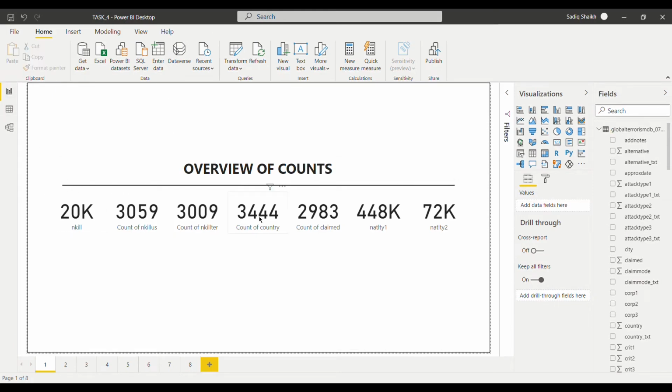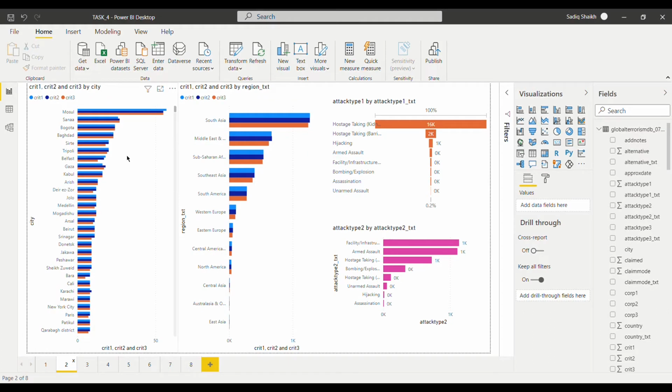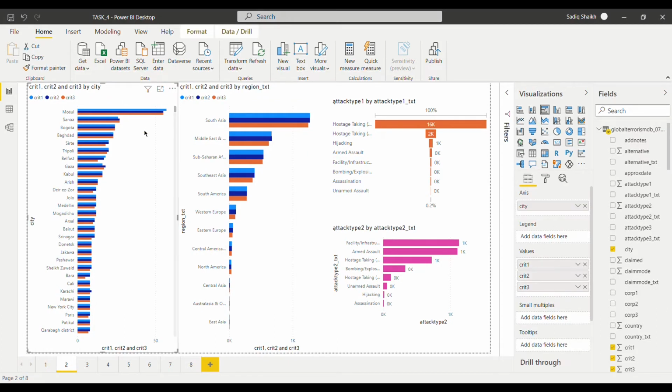So this is the overview of the counts, where you can see the number of kills, the count of kills. This is the summation of all kills. This is the count of kills, and you can see the count of killers, the count of countries, the count of claims. All these things are listed over here. Then we'll be moving towards this part.